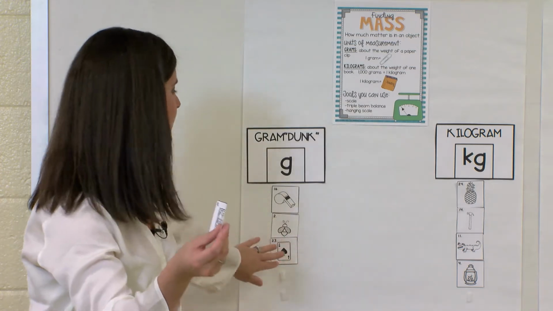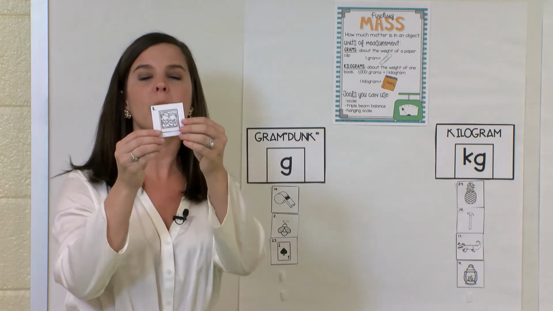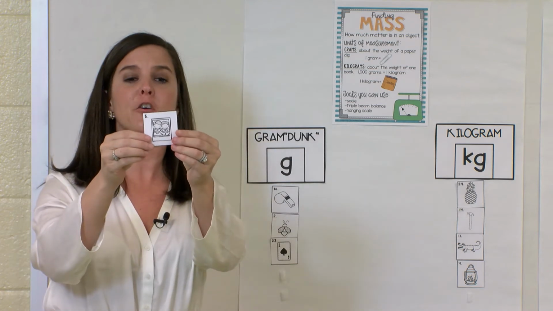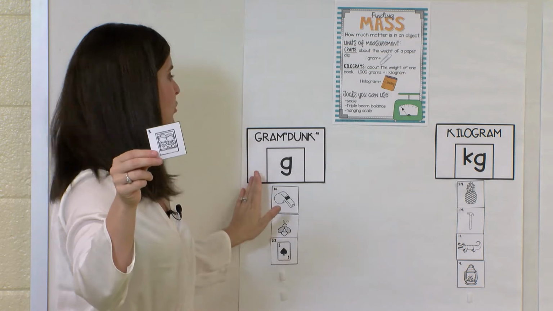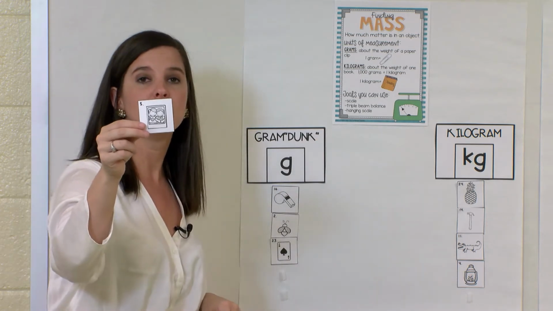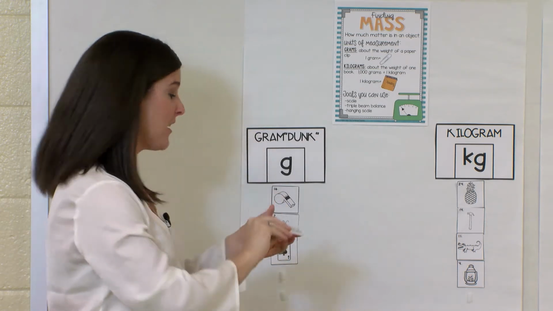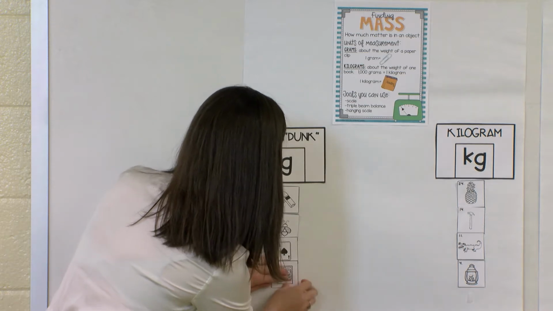We're going to do one more so we can have an equal amount on both sides. What about a single photograph? This is a photograph of children, okay? Do you think that this would be measured in grams or kilograms? We have another gram dunk, right? All right, so let's put it up there.